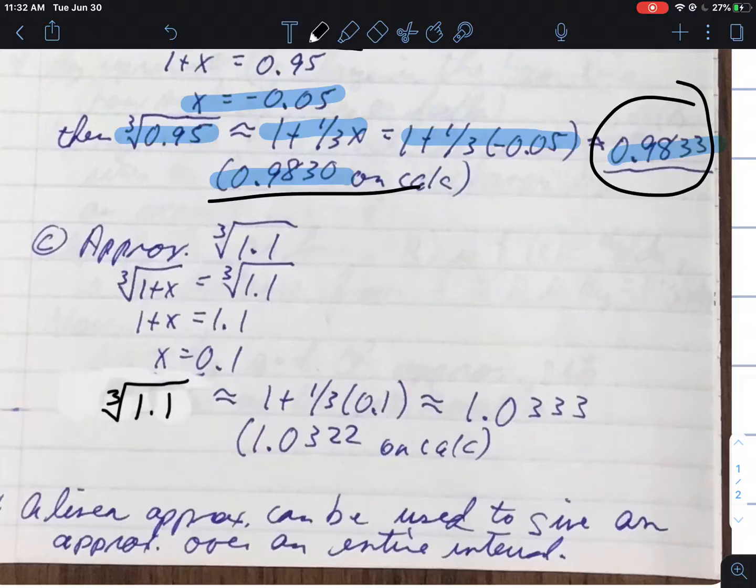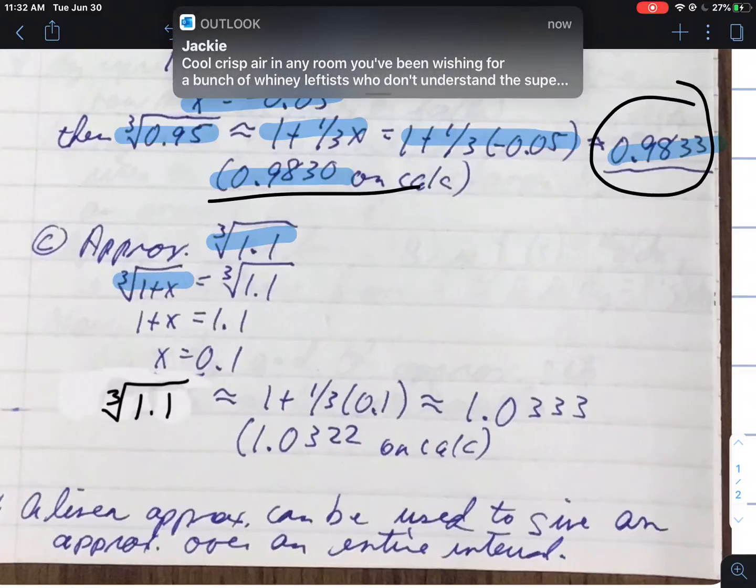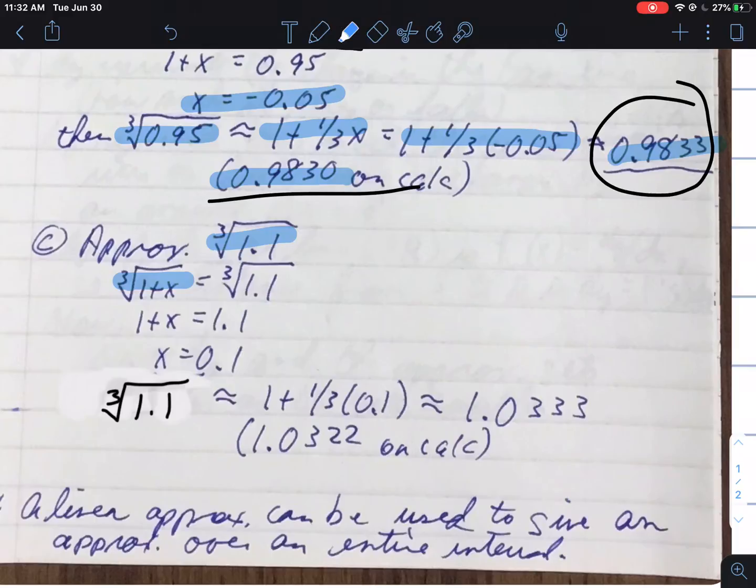So part C, I just redid the same one. Instead of 0.95, let's approximate the cube root of 1.1. Again, just to show you how this is working, this is the number I'm approximating. We're using our function g of x, which was the cube root of 1 plus x, and we're going to use that to approximate the cube root of 1.1. So 1 plus x is 1.1. That's our radicand.